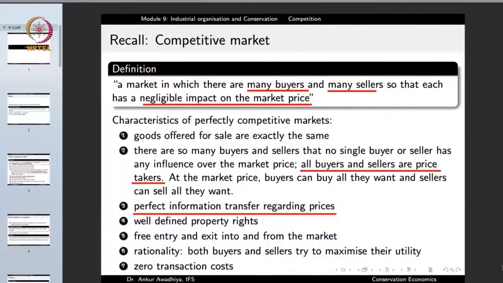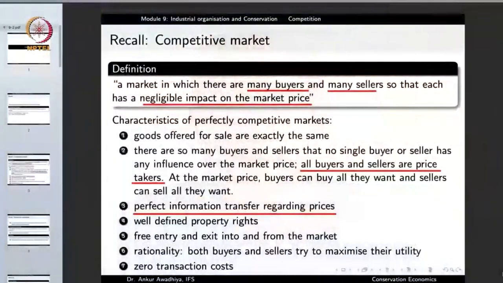Then there is rationality: both buyers and sellers try to maximize their utility, and there is zero transaction cost. And when we say zero transaction cost, it means that as a buyer, if I go from one seller to another seller, it should not be the situation that one seller is near to me and another seller lives 10 kilometers away. Because in that case, the cost of moving from point A to point B will also enter into the computation. And so when we are making the model of a competitive market, we say that there are no transaction costs. The buyer and the seller are able to reach each other and make all their negotiations in an instant without paying any amount for it.